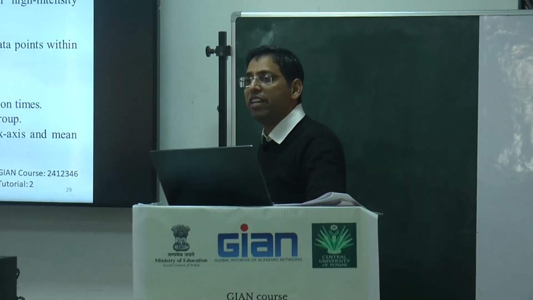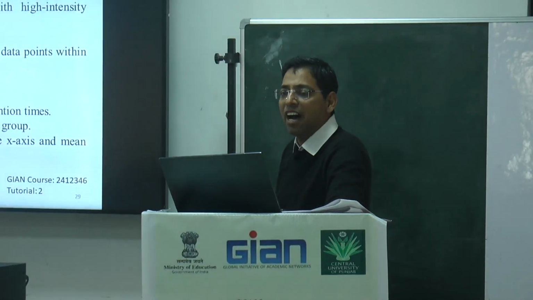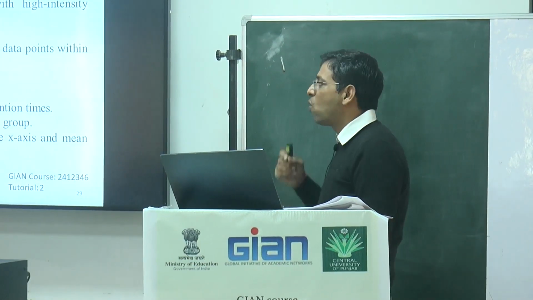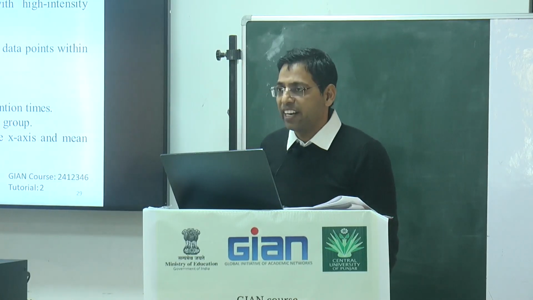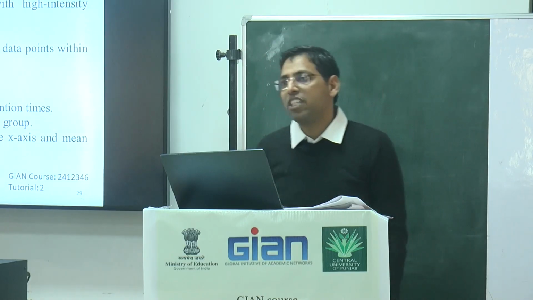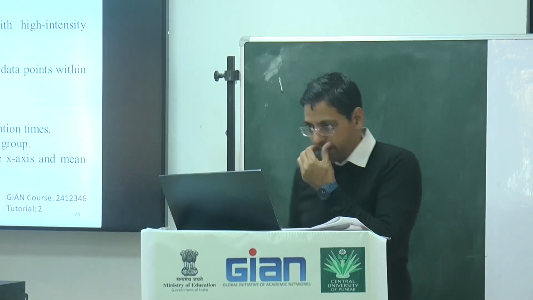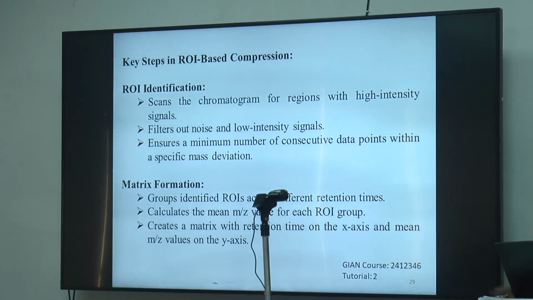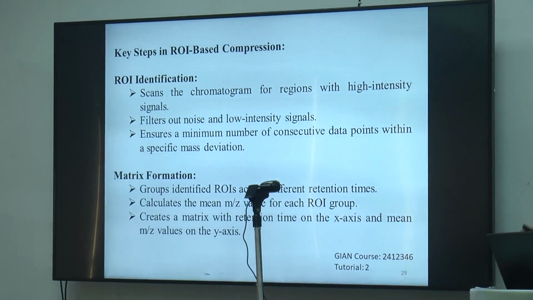And there are a few steps of ROI identification. You scan the chromatogram for regions with high intensity signal, from where you are getting the high intensity signal. Then filter out noise and low intensity signal. You have to get rid of all the noise, the small peaks. Ensure a minimum number of consecutive data points within a specific mass detection, and for matrix formulation, group the identified ROIs using the different retention times, calculate the mean m/z value for each ROI group, and finally create a matrix with the retention time on the x-axis and mean m/z value on the y-axis.